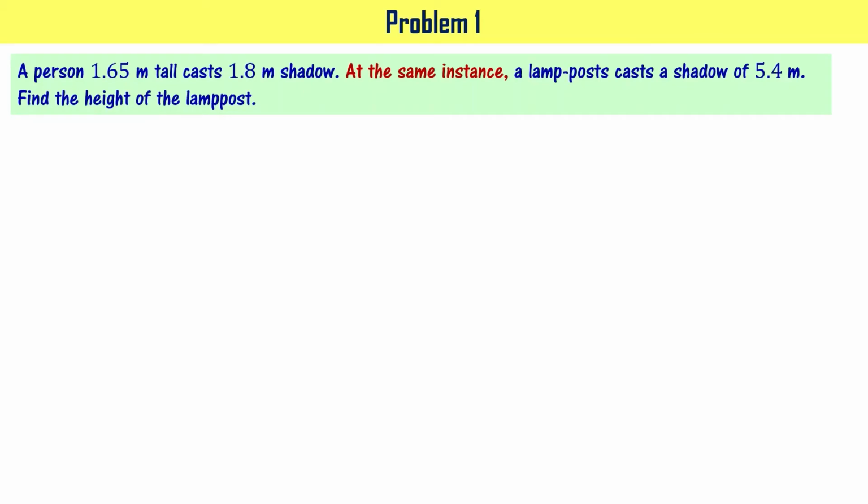Let us take a look at a few problems based on this concept now. A person 1.65 meters tall casts a 1.8 meter shadow. At the same instant, a lamp post casts a shadow of 5.4 meters. Find the height of the lamp post. Prior to solving this problem, let's understand some concept behind this.